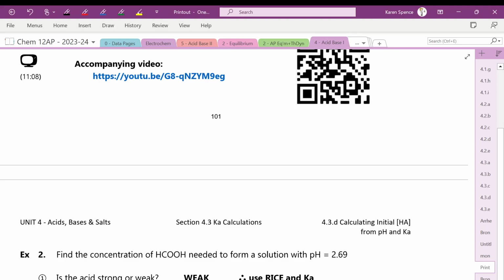I have to multiply. So that's this. Yes, that's molarity. What would you need to apply to get molarity?